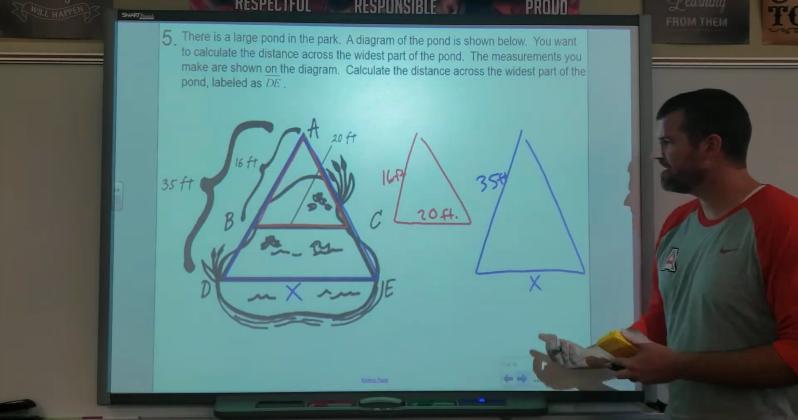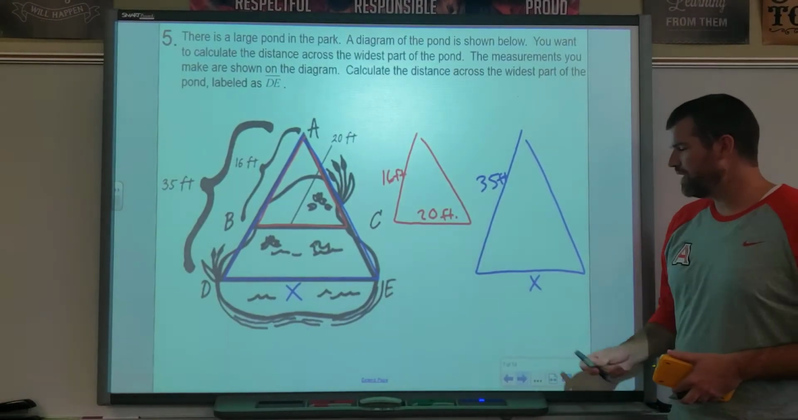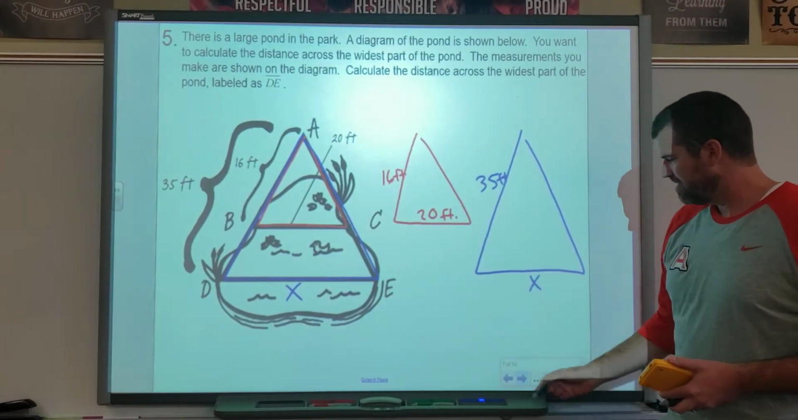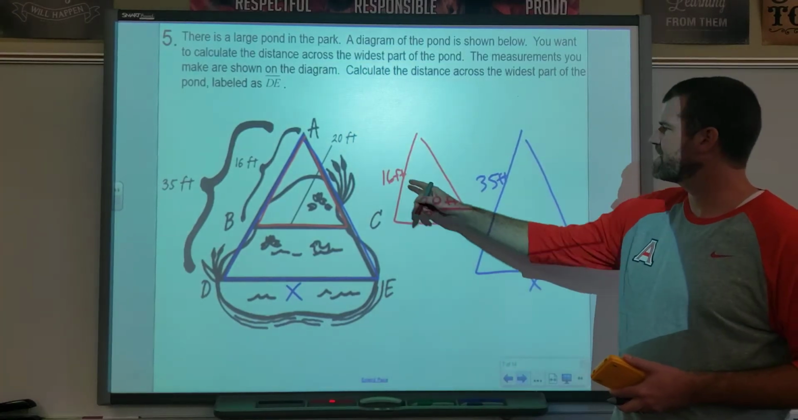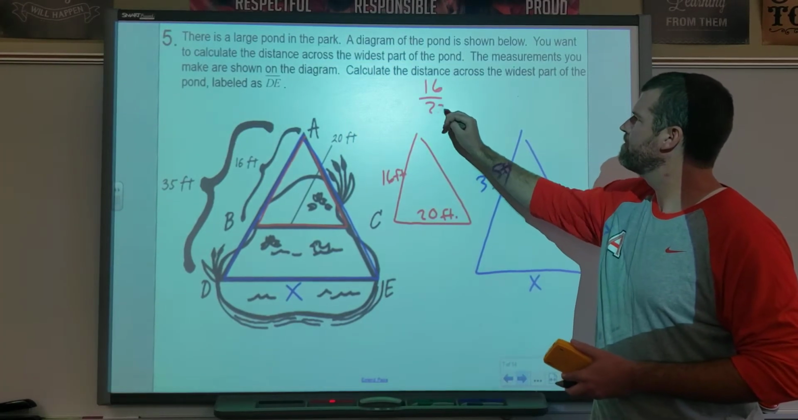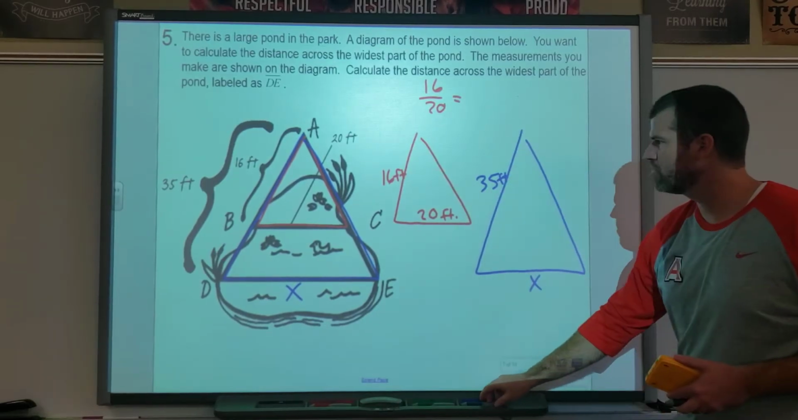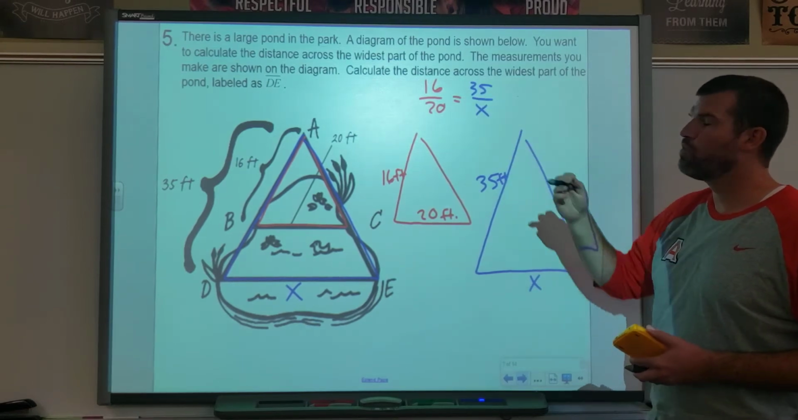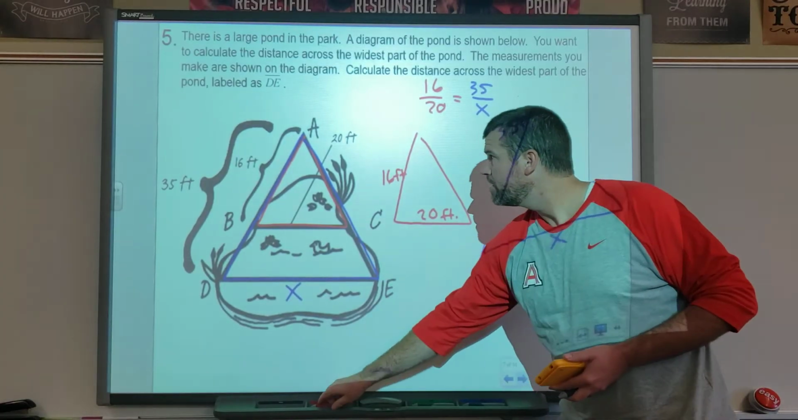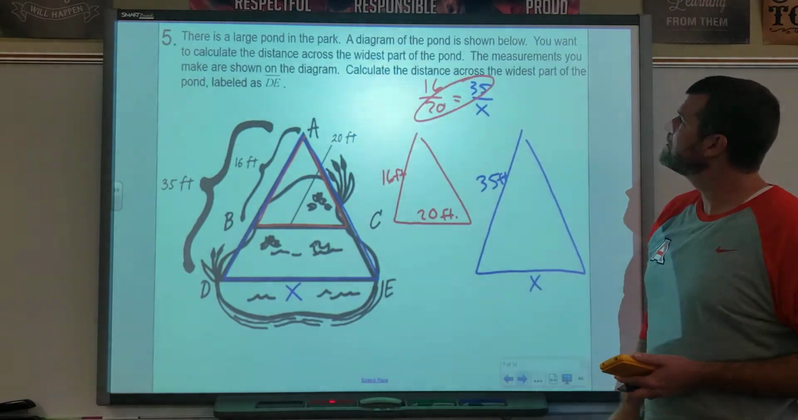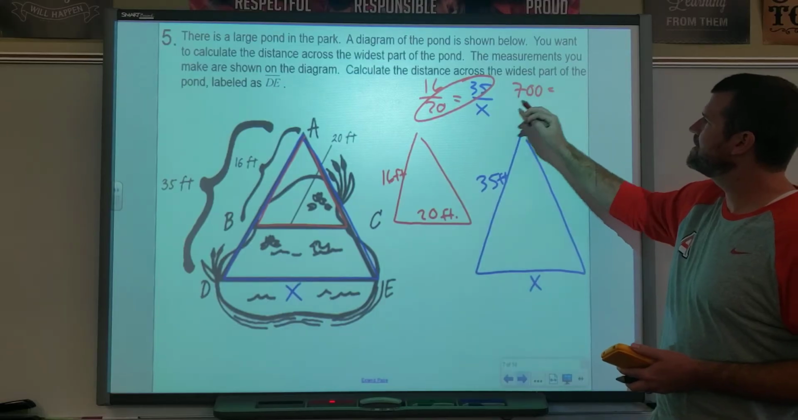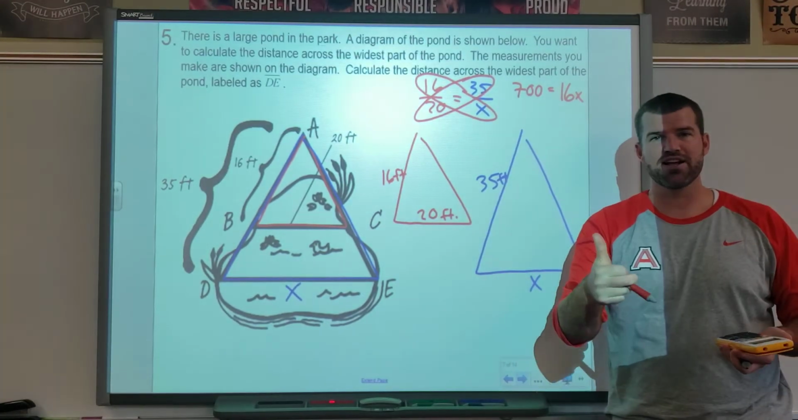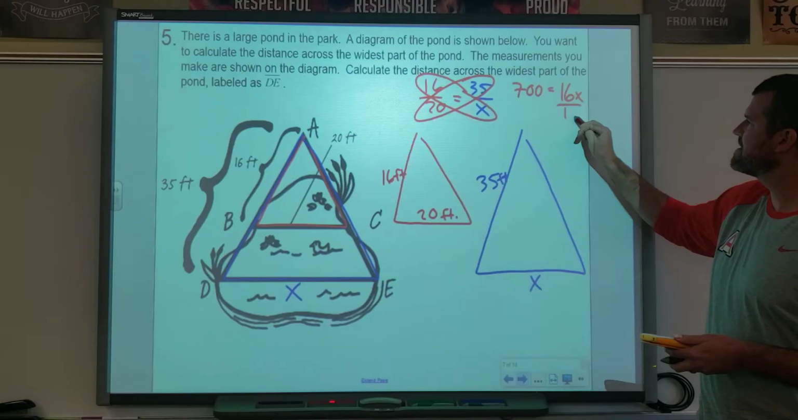So now go ahead, take our information, and see if you can find the width across the pond. All right, let's see how you did. So one option for setting this up, I could do 16 over 20 equals, and then I can pick the corresponding sides of the other triangle, 35 over x. All right, that's just one of the ways we can set it up. If you set it up in such a way that you got 700 equals 16x, or 16x equals 700, then the way you set it up was great. It works. Divide by 16.